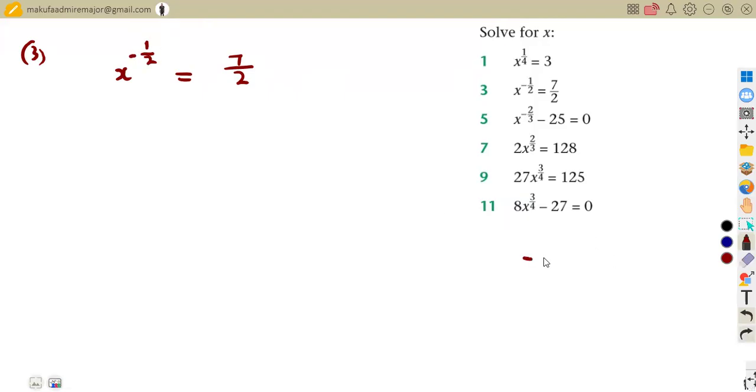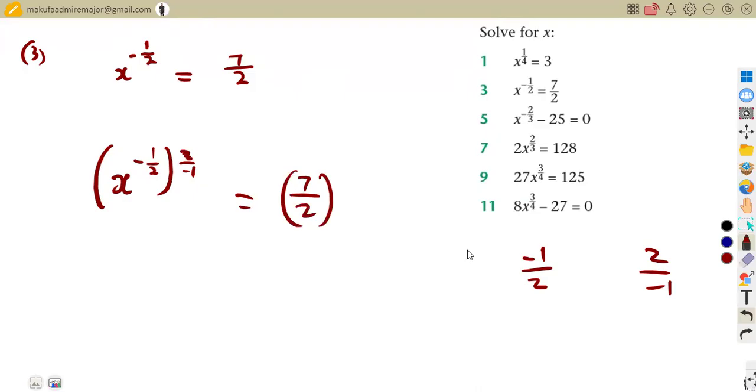What is the reciprocal of minus 1 over 2? It is going to be 2 over minus 1. You just interchange, so everything is going to be affected. X to the exponent of minus half, which was originally there, to the exponent of minus 2 over 1, which is the same as 2 over minus 1, the same as minus 2, is equal to 7 over 2 to the exponent of what? 2 over minus 1, which is the same as minus 2, guys.